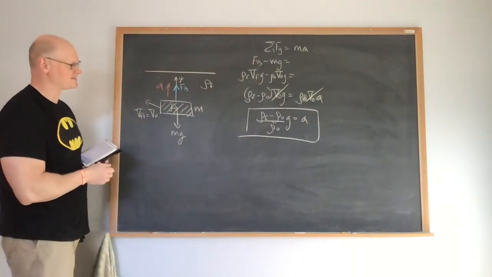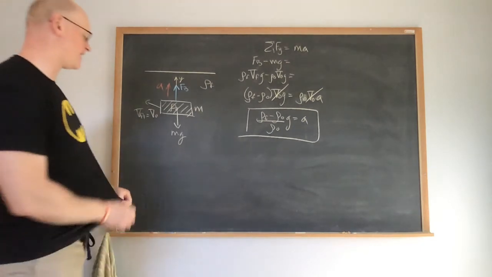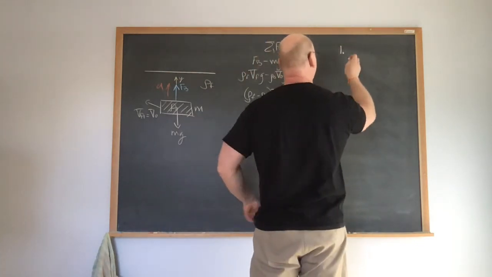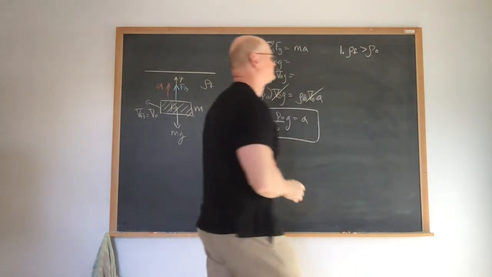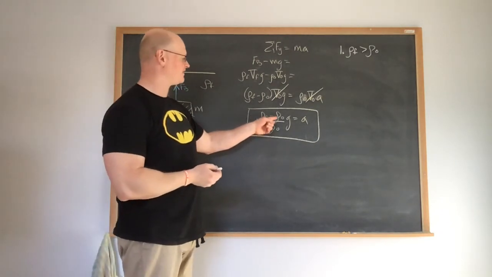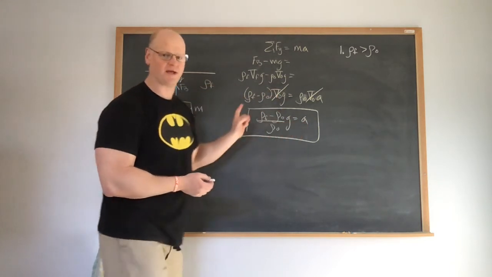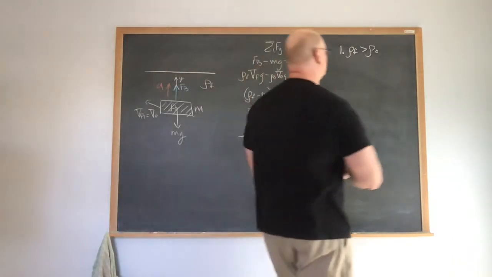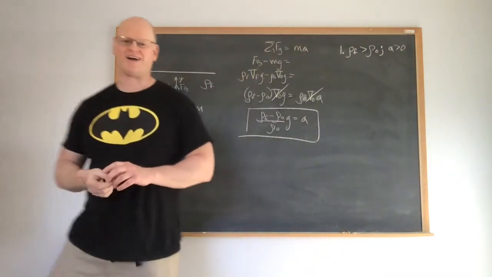So let's talk about three different cases. What is this thing going to do based off of how these are related to each other? Case number one is what happens when the density of the fluid is greater than the density of the object. In this case, this portion here is going to be positive, which means that the acceleration must point in our positive y direction, which means it has to accelerate upward. So this would correspond to a positive acceleration.